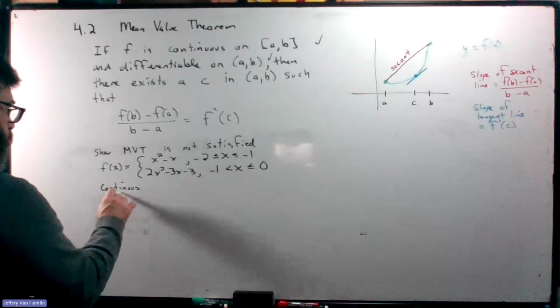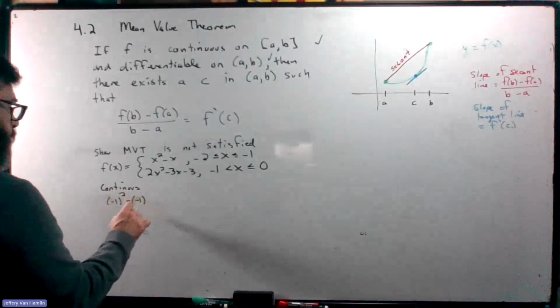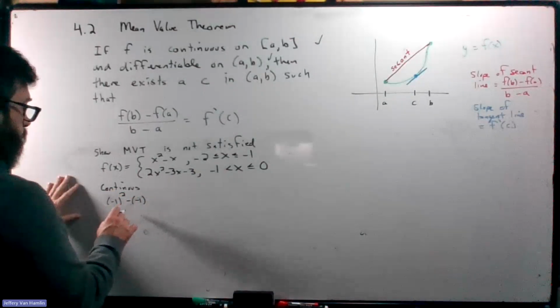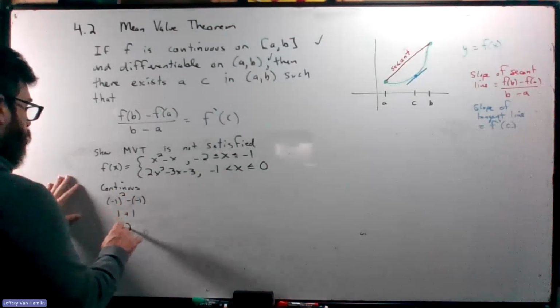So -1 squared minus -1 is going to be equal to 1 plus 1. So this is 2.